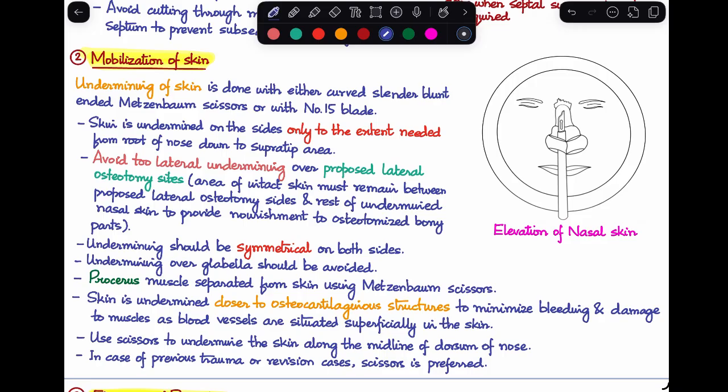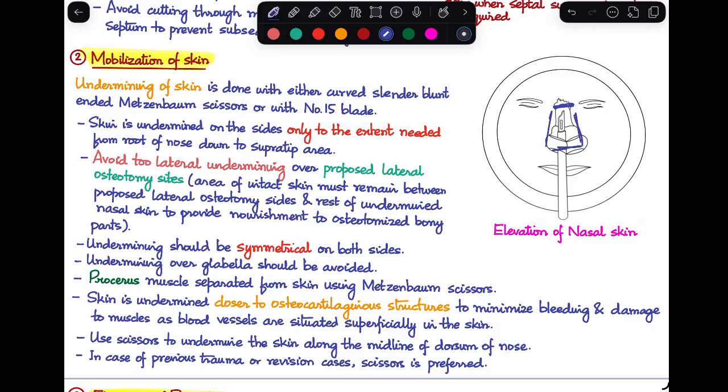Here, we are going to undermine the skin on the sides of the dorsum only to the extent that is required. Usually, we do it from the roof of the nose to the supratip area. Now, it is important to remember the extent of the undermining of skin that you will be doing.